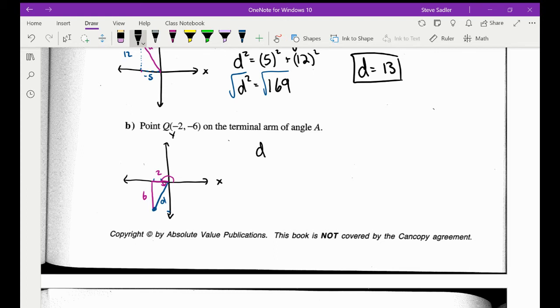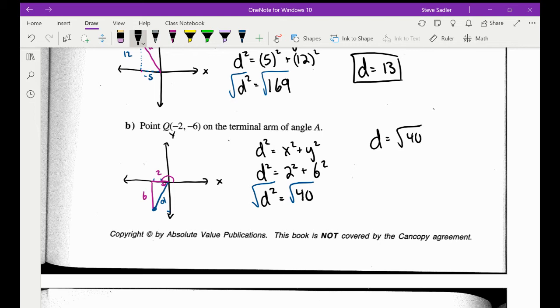So now we have d squared is equal to x squared plus y squared, or 2 squared plus 6 squared, which gives us 40. So now we know that if we square root both sides to get d, then we're going to have root 40.